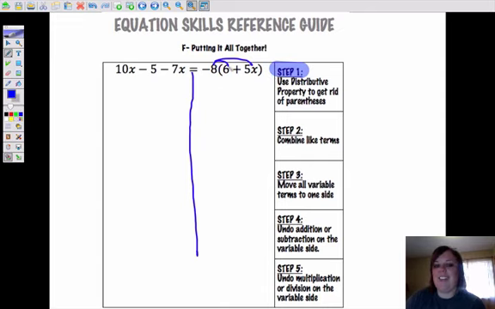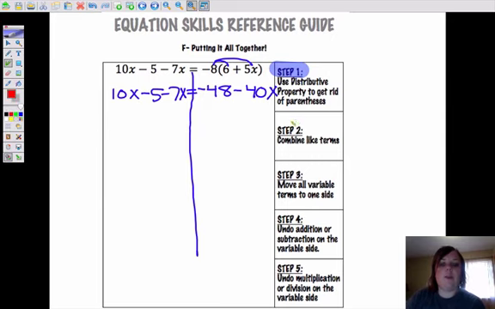So I have negative 8 times 6, which gives me a negative 48. And then I have negative 8 times a positive 5x. That would be a negative 40x. So since it's negative, I write in subtraction. And then on the left side, there's no parentheses, so I'm just going to write that side down: 10x minus 5 minus 7x equals what we got on the right.